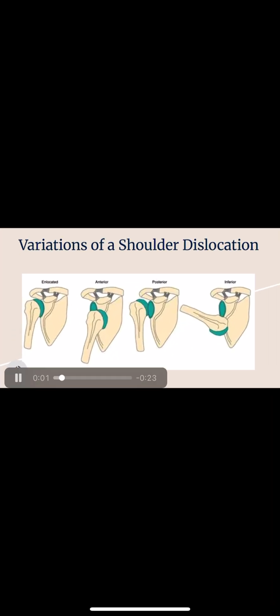There are a few variations of shoulder dislocations. Inlocated refers to a joint in its normal position. Anterior dislocations are the most common. This occurs when the humeral head moves forward from trauma. Posterior dislocations occur when the humeral head moves backwards, often due to seizures. Inferior dislocations are rare and occur from significant trauma.